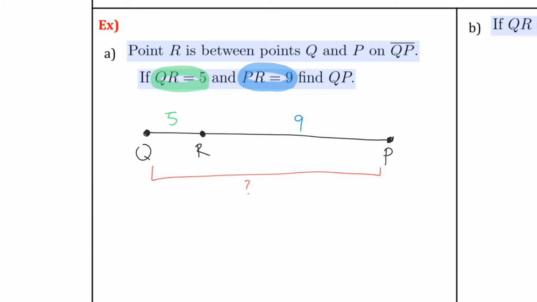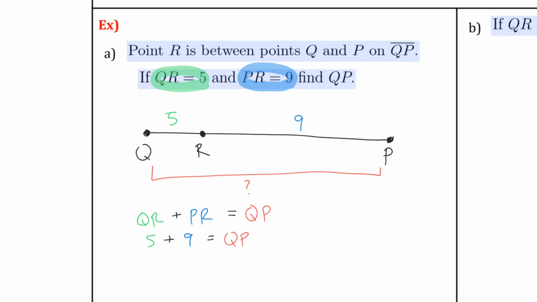So using the segment addition postulate, we can write the two parts of the entire segment. So I have QR, which is one part. I can add that together with PR or RP, however you want to say it. It's the same thing. This is going to be equal to the entire segment from beginning to end, which is QP. From here, all we need to do now is substitute in. QR is 5 plus PR, which is 9, and this will be equal to QP.